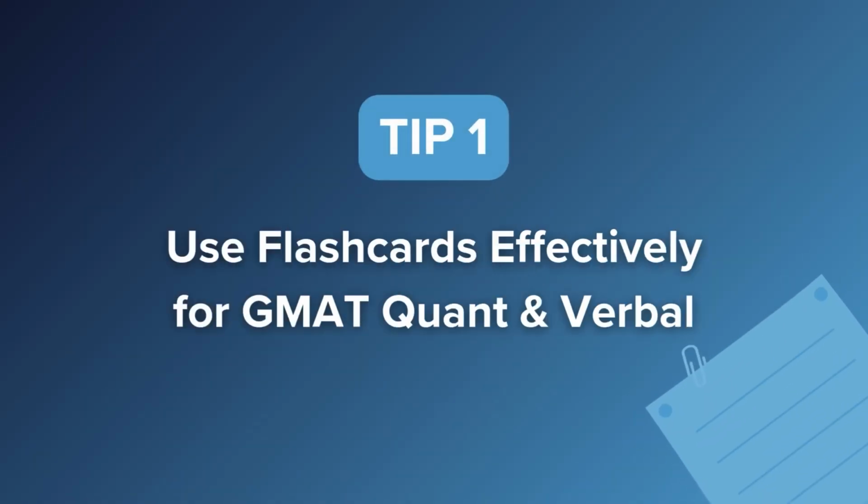First tip: flashcards for the GMAT are useful mainly in Quant, but also a bit for verbal. So in Quant, it's probably pretty easy. What do you put on a flashcard? Well, difference of squares. Front of the flashcard, x squared minus y squared. Back, x plus y, x minus y. Front, average rate formula. Back, total distance over total time.